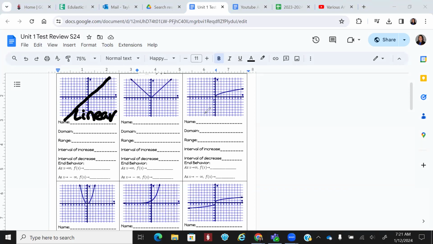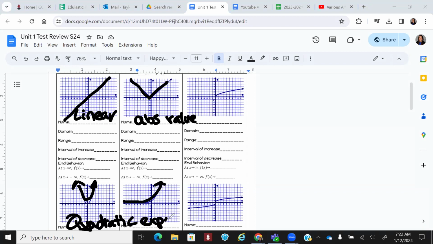Line, linear. Okay, cool. What about this one? Absolute value. And why do we know that? It's a V shape. Value starts with V. Cool. All right. What about this one down here? Quadratic. How do we know? The U shape and quadratic has that U, right? Okay. What about this one? Exponential. Why do we know that?